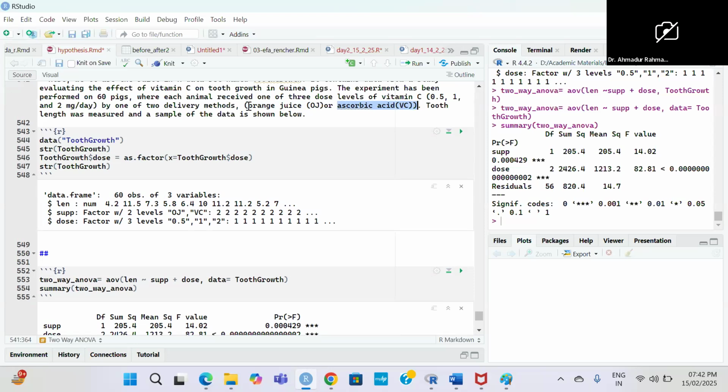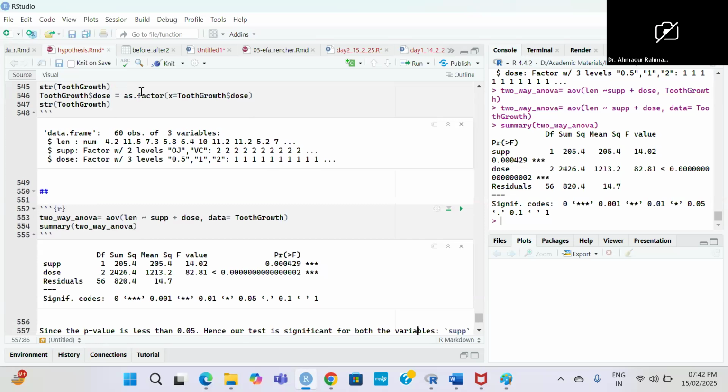Okay, और जो इनके लेवल्स थे that were 0.5 mg per day, 1 mg per day and 2 mg per day. सो जूस टाइप जो है वो दो तरह के हैं, या विटामिन सी के जो लेवल्स हैं वो तीन तरह के हैं, और विटामिन सी के जो सोर्स हैं वो दो तरह के हैं. सो फर्स्ट वी सी द सोर्स ऑफ विटामिन सी, दैट इज सब. सो वी सी देयर इज अ सिग्निफिकेंट डिफरेंस because the p value of this is 0.000429. इसका मतलब क्या हो गया कि इन दोनों में हाई मतलब ह्यूज डिफरेंस है.